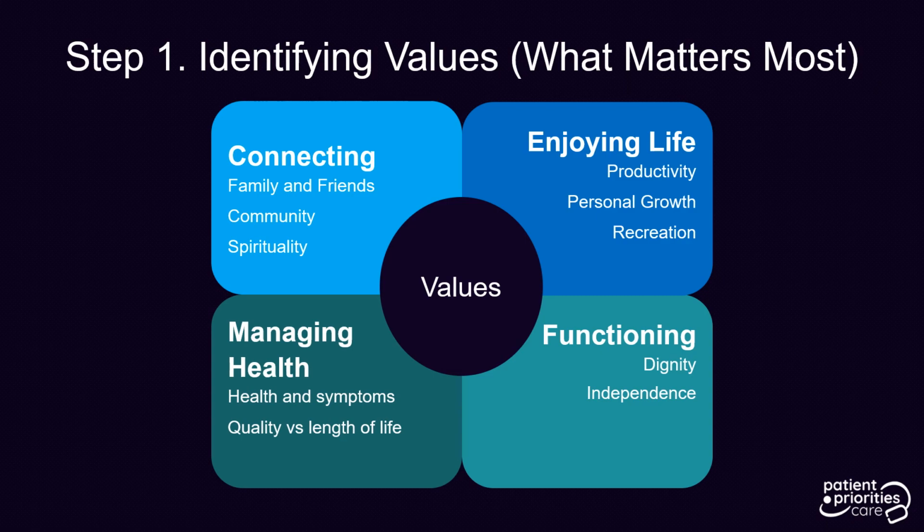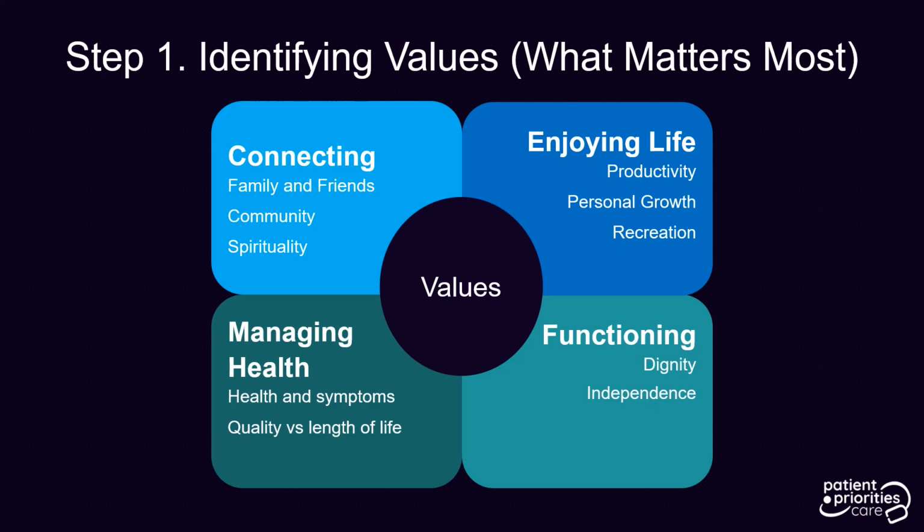In general, there are 4 broad domains of values that are relevant to older patients. The first one is connecting. One of the key areas that patients care most about is connecting with family, friends, and their community. This may also include their spiritual community, such as going to a church, mosque, or temple. Another key domain of values is enjoying life. This includes things like recreation, hobbies, personal growth, and being able to be productive.